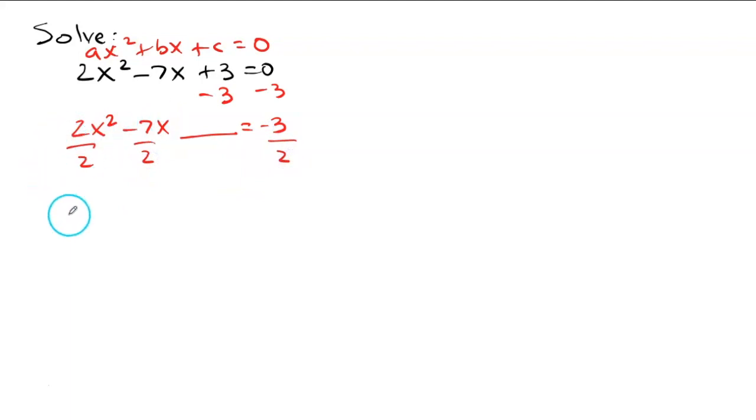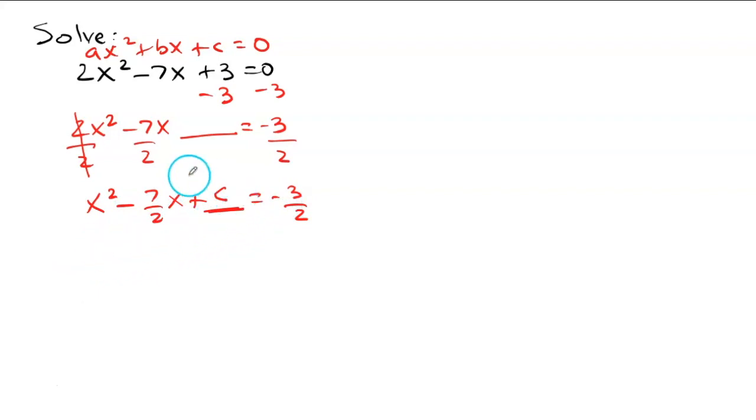I was going to show you a different process, which is doing a greatest common factor, but I think this is much easier. So let's just get rid of this numerator. 2 divided by 2 cancels, and I have x squared minus 7 over 2x plus a blank, and this blank is going to be our value of c, equals negative 3 over 2. This process is that we have to deal with fractions, guys. All right, I'll link a video for fractions.